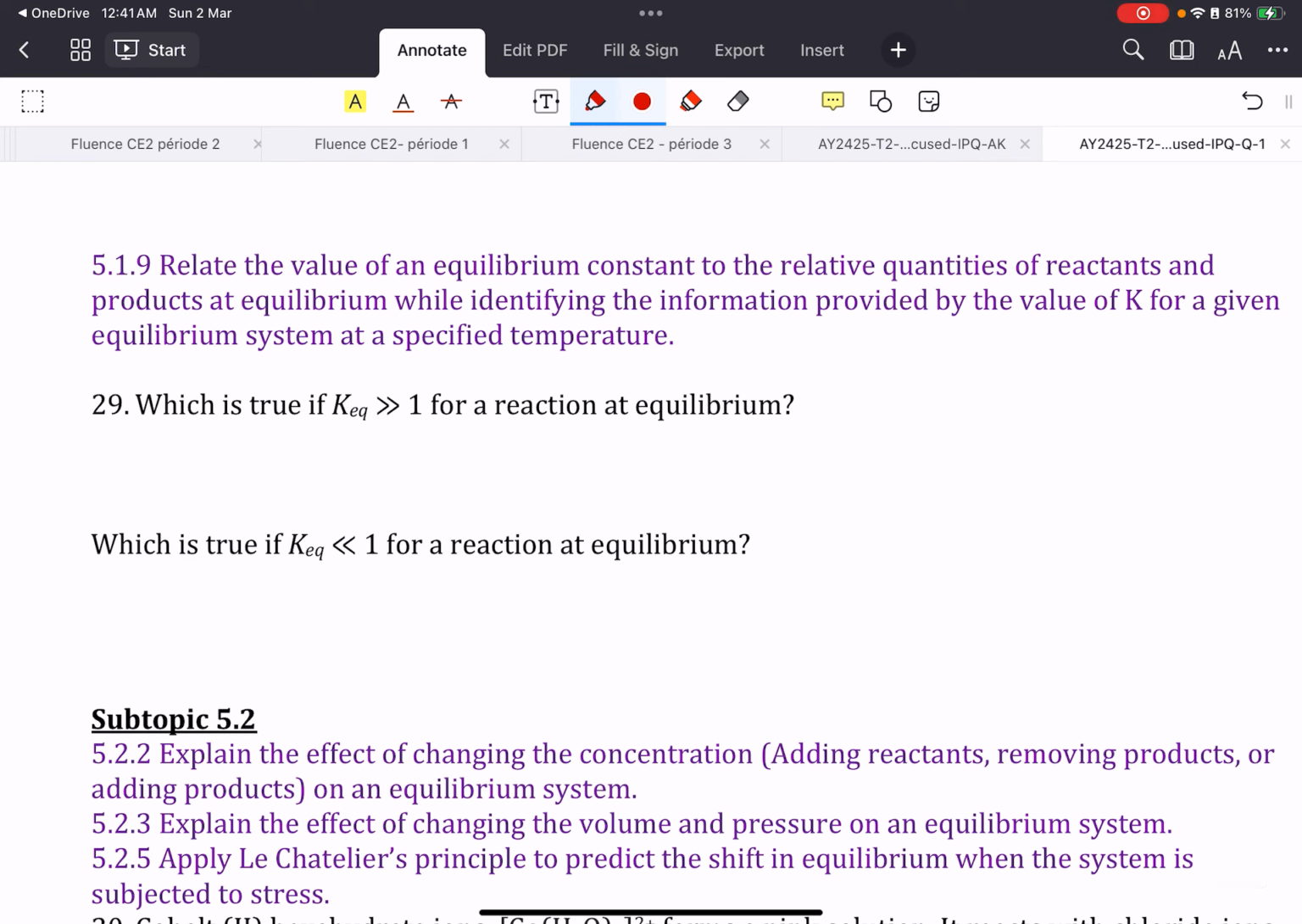What is true about K equilibrium? Simply, K equilibrium greater than 1 means products are favored and the reaction is going in the forward direction.